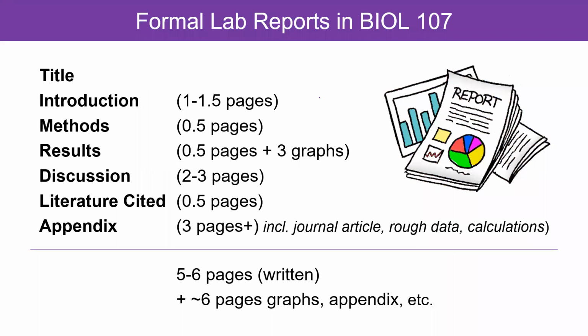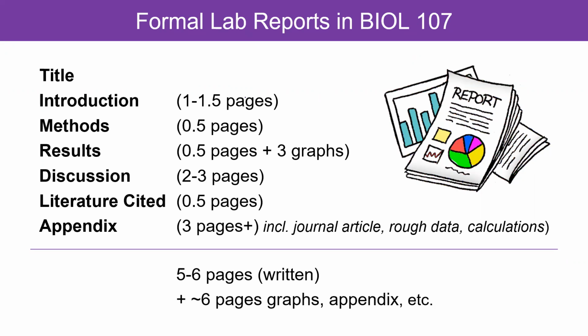For the formal report, we're looking at several sections: a title, introduction, methods, results, discussion, literature cited, and appendix. And I want to talk a little bit about each of these sections. I will say before I get into this that there is detailed information on formal reports in Appendix A of your lab manual. I encourage you to look at Appendix A for that detailed information on what is expected of you. Here, I'm just giving you a little bit of an overview, but you do want to look at Appendix A for that detailed information.